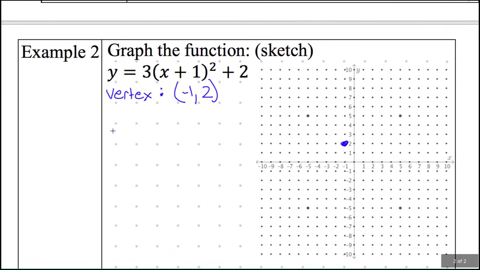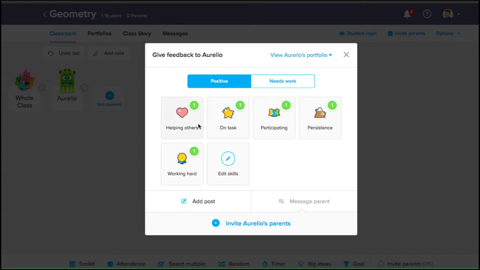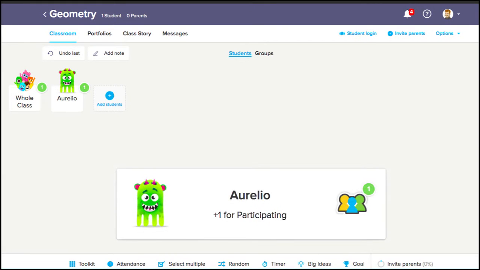Y equals 3, x minus 1? So careful. The x has now turned into a 0, plus 1, 0 plus 1, squared, plus 2. There it is. Thank you, Aurelio. And now, hey, look, we're making progress.